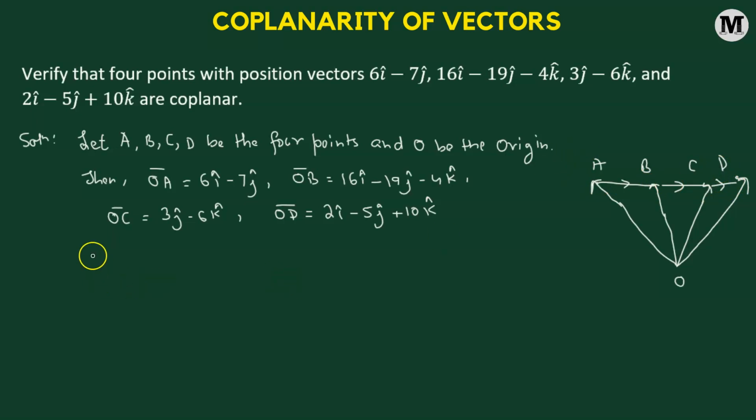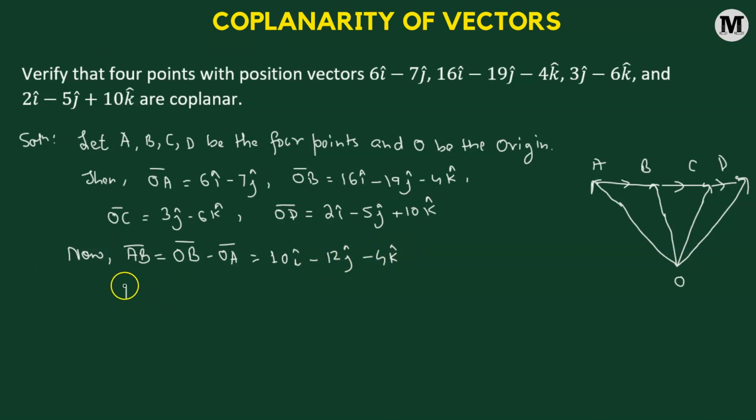Okay, let us begin by first obtaining the vector AB. Now, how do we find out the vector AB? All we have to do is use the definition. So that's OB vector minus OA vector. The OB vector is 16i cap minus 19j cap minus 4k cap. And from here, we're going to subtract 6i cap minus 7j cap. So here, we're going to get 10i cap, then we have minus 12j cap minus 4k cap.